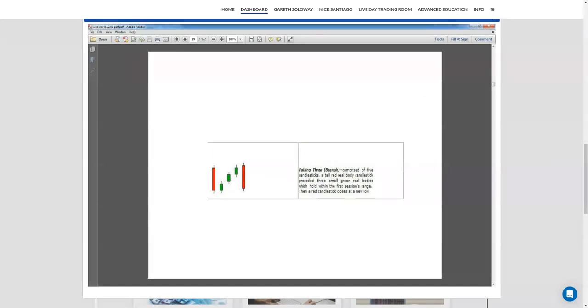Now here's a pattern which I love. This is probably the one pattern that I've used more in the last 10 years than any other pattern. It's called an inside bar. Here they call it a falling 3. Do you need to know the name of this? Absolutely not. But if you want to know it, call it an inside bar. Almost daily, I'll use inside bars and make money.